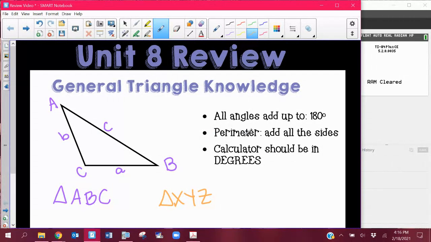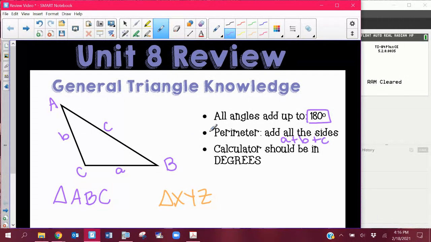Remember, whenever you're looking at a triangle, any type of triangle, all the angles are going to add up to be 180 degrees. That helps a lot when you're given 2 angles and you're looking for the third one. In order to find the perimeter of a triangle, you're going to add all the sides together. So in this case, I would add up side a plus side b plus side c. I know that one seems silly, but it comes in handy for the area.